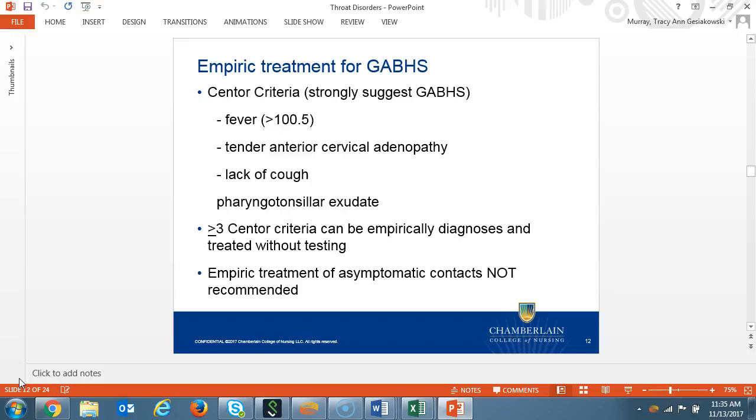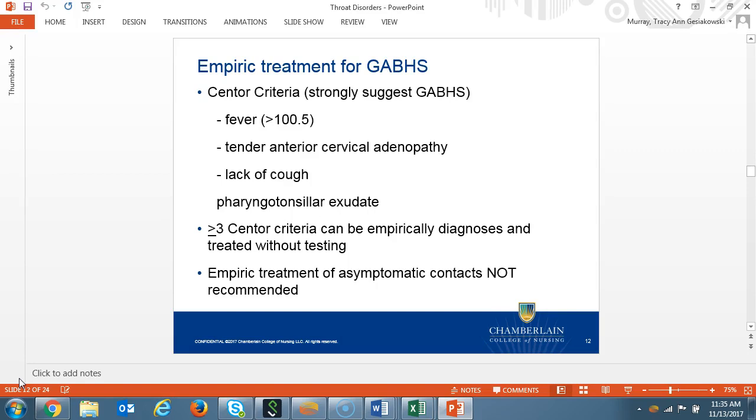The clinical features most suggestive of bacterial pharyngitis include a fever over 38 degrees Celsius or 100.5 degrees Fahrenheit, tender anterior cervical adenopathy, lack of a cough, and a pharyngotonsillar exudate. The presence of these four features, known as the Centor criteria, strongly suggests a group A infection.